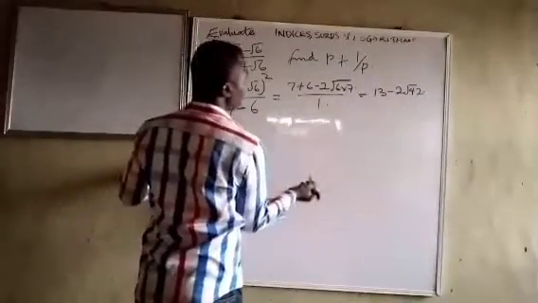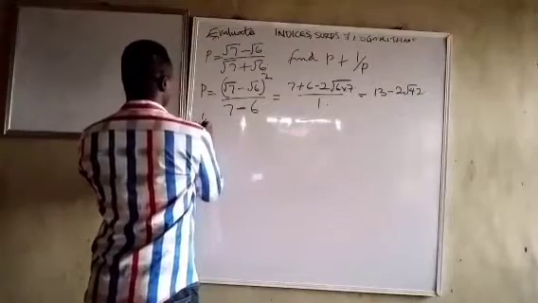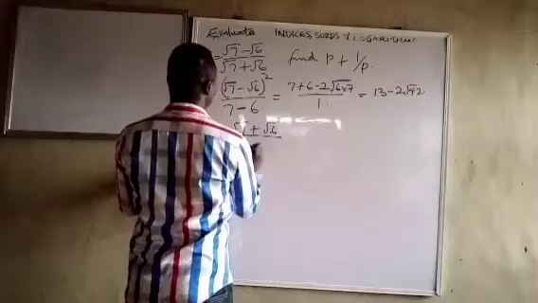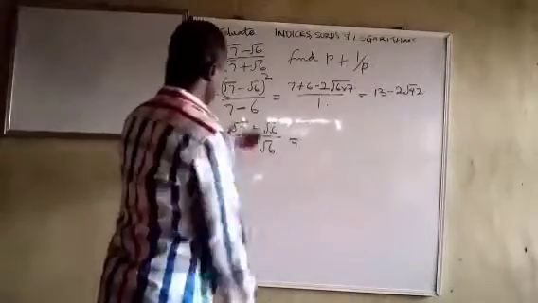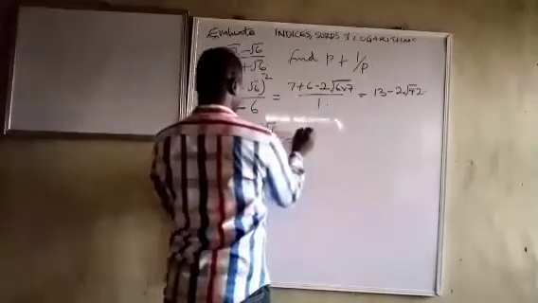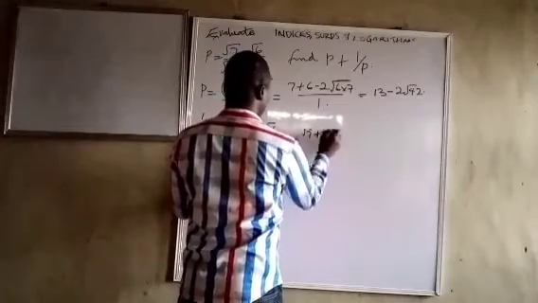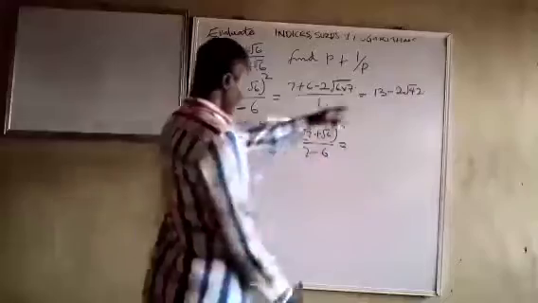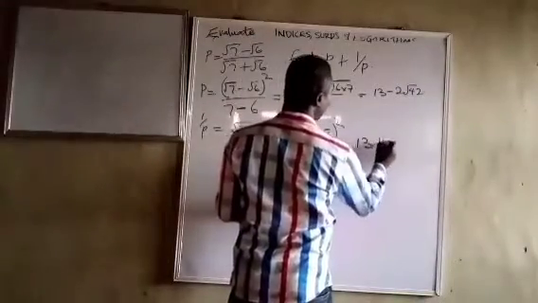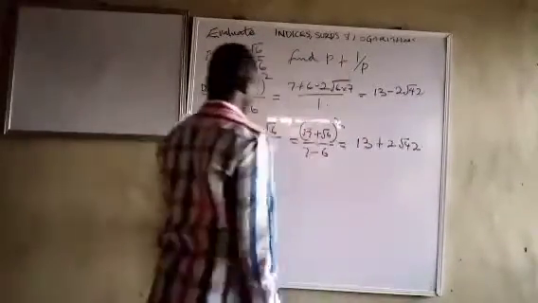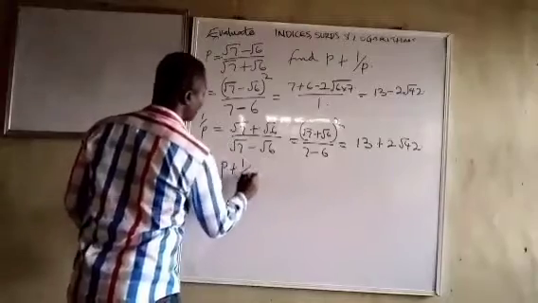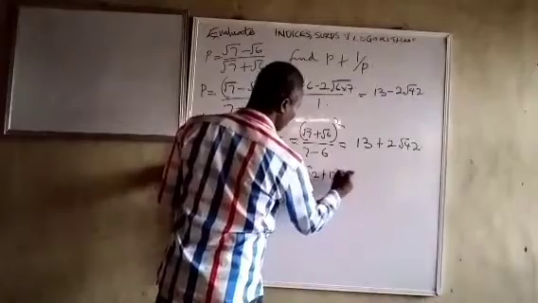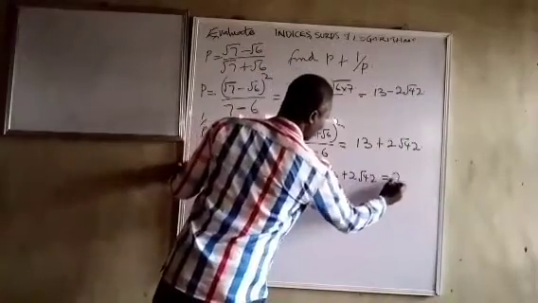From here, I can find 1 over P also. So 1 over P, I think this one is easier here. It gives root 7 plus root 6 over root 7 minus root 6. So it's going to give me root 7 plus root 6 all squared over 7 minus 6, which gives me 13 plus 2 root 42. Therefore, P plus 1 over P is equal to 13 minus 2 root 42 plus 13 plus 2 root 42, which is equal to 26.